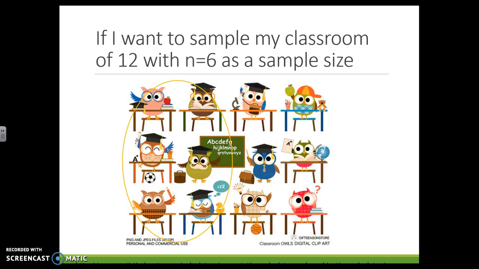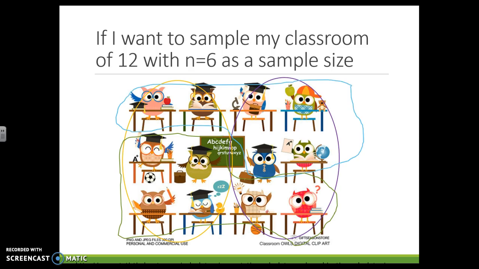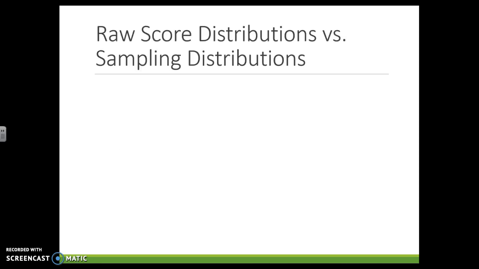This gets more confusing because what I'm going to do is take these 6 that I first draw out, calculate a mean score for them, and write that down. I'm going to put them back, draw another 6, calculate a mean, draw another 6, calculate a mean, until I have 924 different mean scores. When I look at the distribution of those 924 different mean scores, that is a sampling distribution.